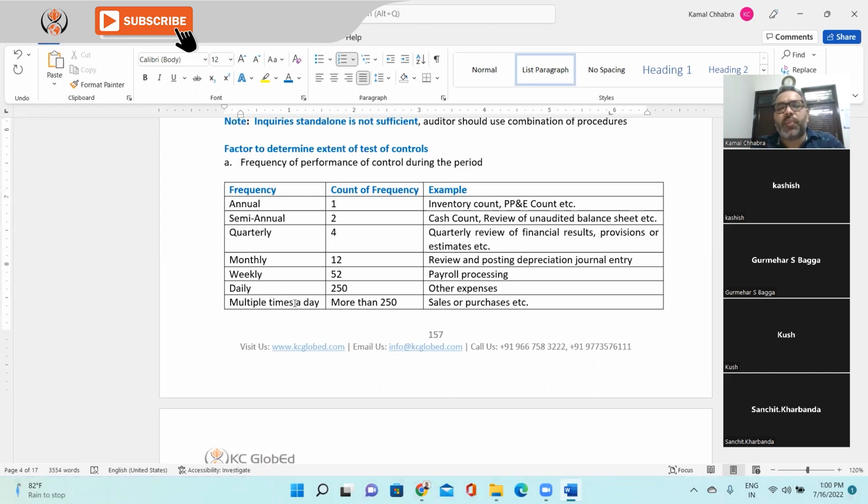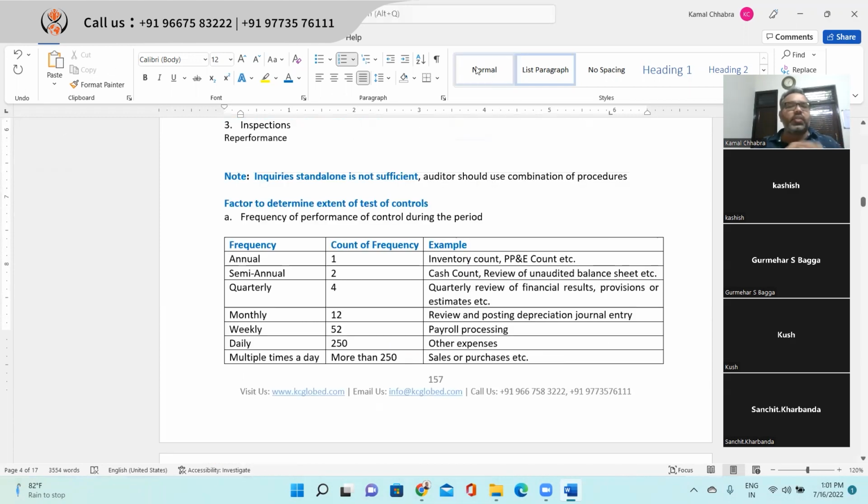Controls which management performs twice in a year are called semi-annual controls. It can be like cash count, it can be review of unaudited balance sheet, right? Some controls that management performs quarterly are called quarterly controls. The frequency is 4 times in a year, which can be like quarterly review of financial reserves. It can be quarterly review of provisions. It can be quarterly review of estimates, right? So those controls are called quarterly controls. Next is monthly control. There are so many controls. Most of the companies do them on a monthly basis.